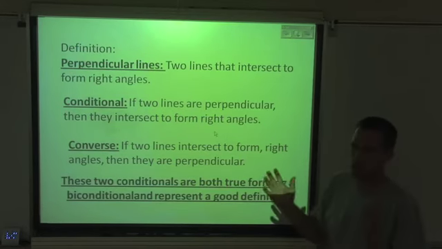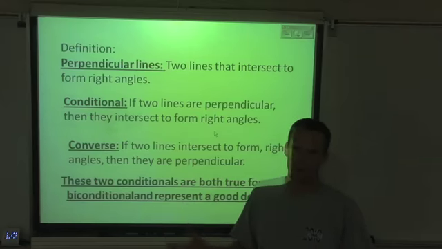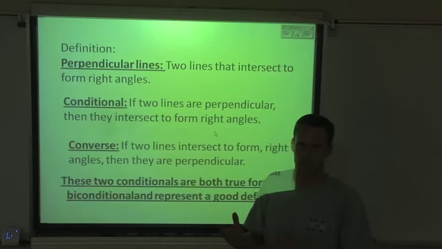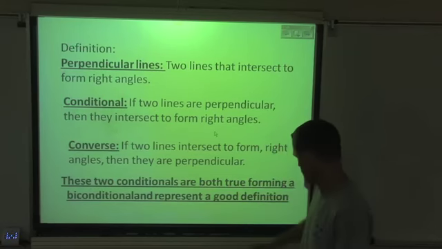These two conditionals are both true, thus forming a biconditional. In the previous lesson we looked at biconditionals in order to set this up: definitions in geometry need to be biconditional. Theorems and other things that we discover do not, but definitions need to be biconditional. Otherwise, they are not well-written definitions.